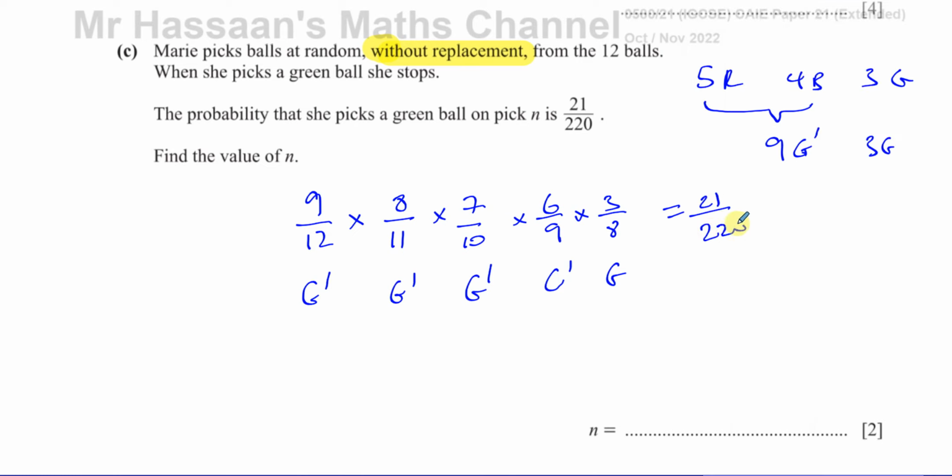21 over 220. So this is n equals, that's the first pick, the second pick, the third pick, the fourth pick, the fifth pick. So when n equals 5, that's the pick on which the probability that she picks a green ball is going to be 21 over 220.